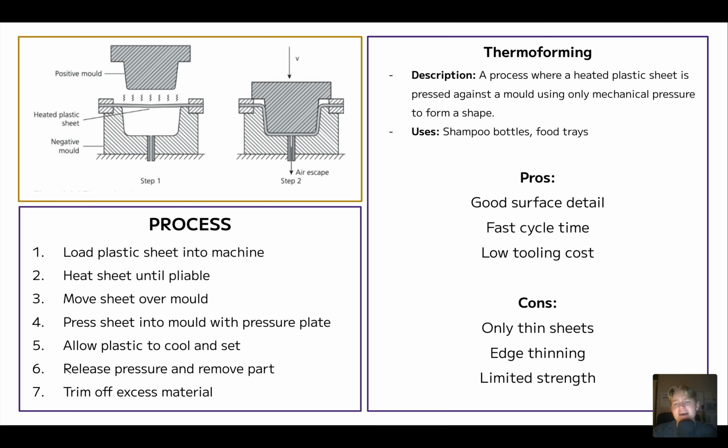The cons of it is that you can only really do it with thin sheets, quite similar to vacuum forming. It's probably not going to be used for a permanent product, more likely to be something packaging. And also, there's the issue of edge thinning, which is already mentioned with the other one, where, around tight corners, the material will tend to get a little bit thinner. Sometimes it can lead to failures in the packaging or the material where it gets brittle. It's also a limited strength.